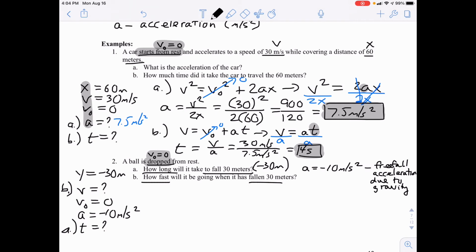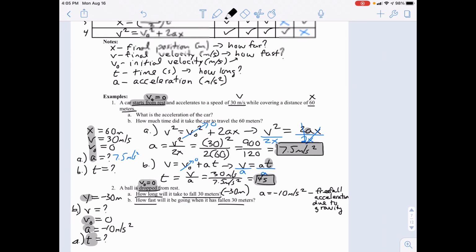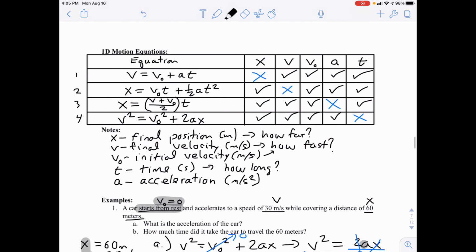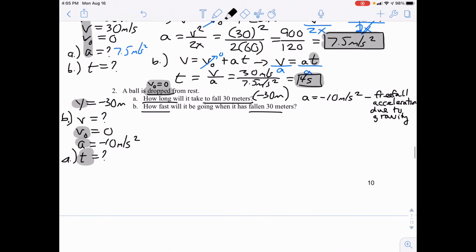So looking at our equations, we have y, we have v naught, we have a, and we're looking for t. Using those, this equation here that has displacement, remember, x and y can be used interchangeably. So we have y instead of x, we have v naught, a is negative g, which is negative 10 meters per second squared, and we're looking for time. So we're going to be using equation number 2 here.